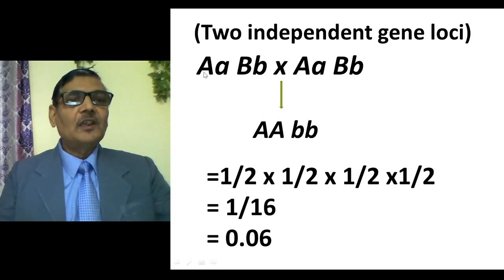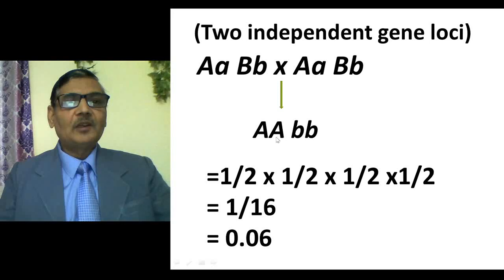So getting capital A from one of the parents, its chance will be 1 by 2, because this fellow is heterozygous. So contributing capital A to the next generation, its chance will be 1 by 2. And getting capital A from the other side, its chance will also be 1 by 2. So in the next generation, the individual with genotype capital A capital A will be 1 by 2 into 1 by 2, because I just told that if two heterozygotes are there, then getting a homozygous dominant case will be 1 by 4. So 1 by 2 into 1 by 2.